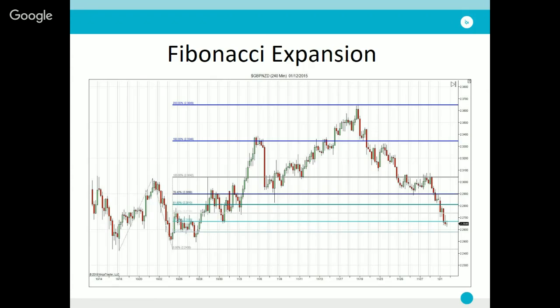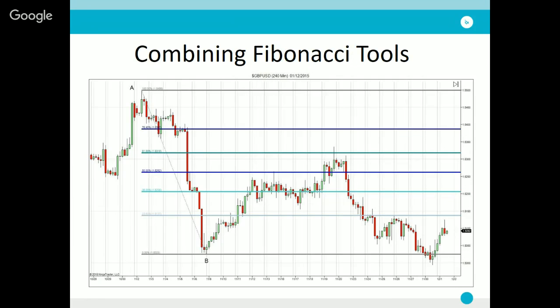Okay, so moving on to the last section, let's go back to our original slide, which was the retracement example in sterling dollar. So we can see that we had our sharp sell-off initially, which gave us our dominant price swing, which we applied the Fibonacci retracement tool to.